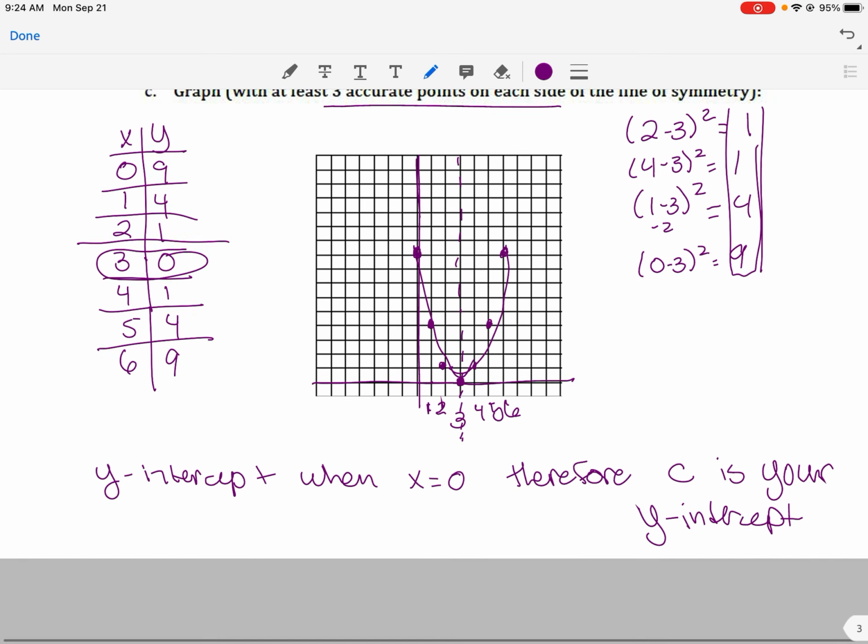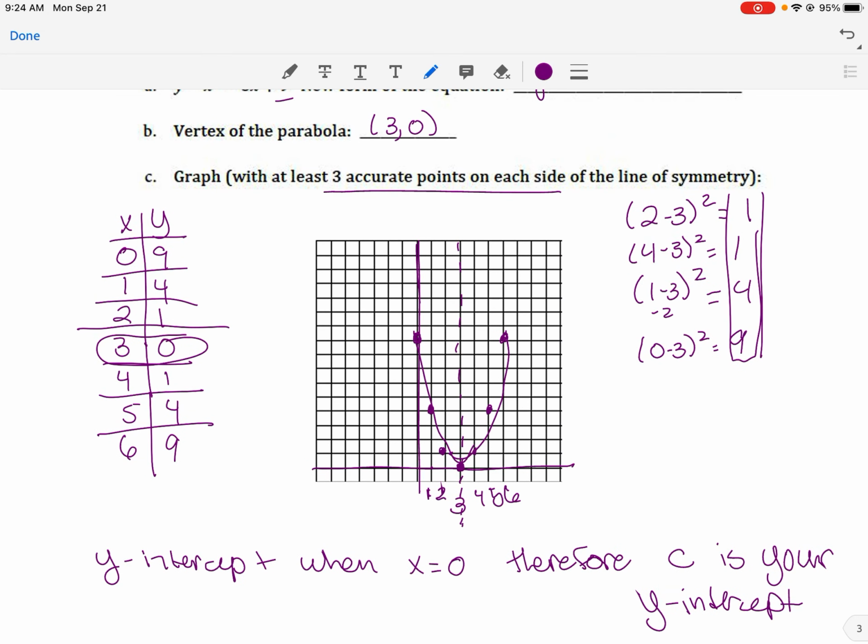A little thing that you need for the homework, it's going to ask you about identifying your intercepts. So your y-intercept is when x is equal to 0. Therefore, c is your intercept. When we're looking at ax squared plus bx plus c, when it's in this format, c is your y-intercept, right? Because this term and this term will go away. So that will help you match the equations in the homework to that.